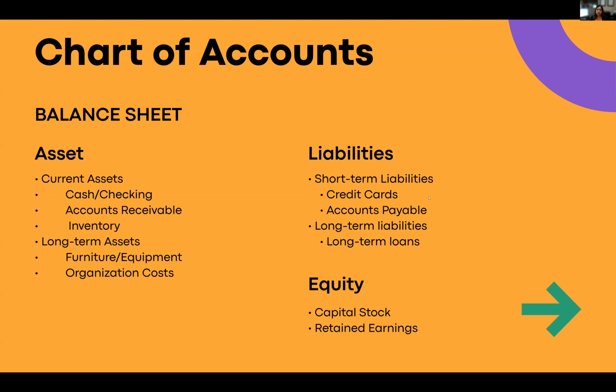The liabilities, similar to the assets, are also categorized into two: the short-term liabilities and the long-term liabilities. The short-term liabilities are the credit cards payable, the accounts payable, and the payroll tax payable. The long-term liabilities are your long-term loans, like your SBA loan, if you have one, or any commercial loan that you got from a lender or a bank. And then equity is your investment in the business, your capital stack, and the earnings that you retain in the business, which is the retained earnings.